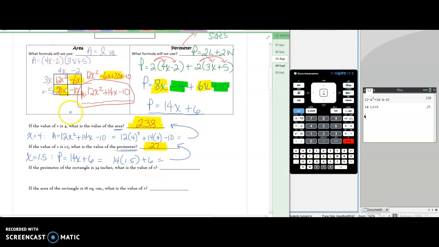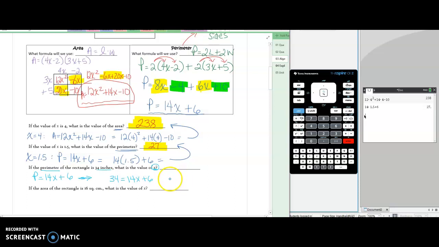Now, what are we going to do? So now it says, if the perimeter of the rectangle is 34 inches, what's the value of x? So what are we looking for now? We're looking for x, and they gave us the perimeter. All right, perimeter is P, right? So let's write our perimeter formula. In terms of x, perimeter is equal to 14x plus 6. I'm going to substitute what they gave us, which is the perimeter. They said it was 34. I'm going to put an arrow here so I don't get confused. So 34 is equal to 14x plus 6.